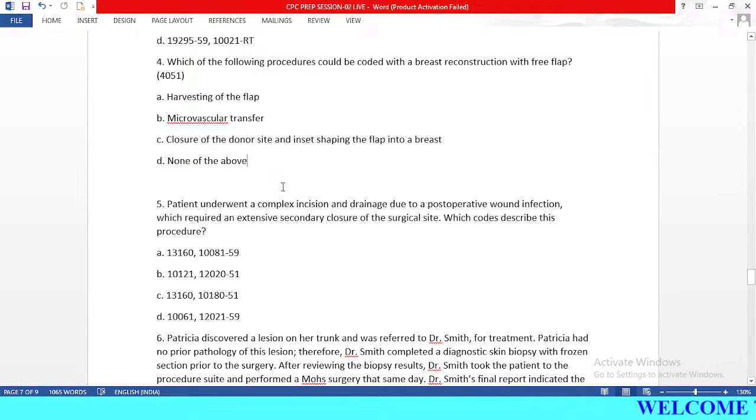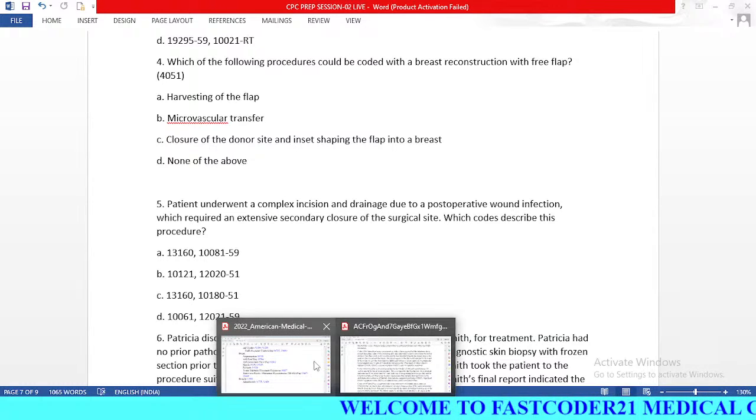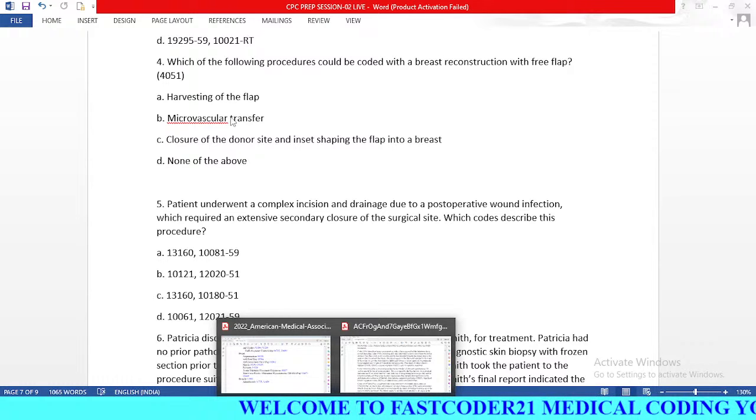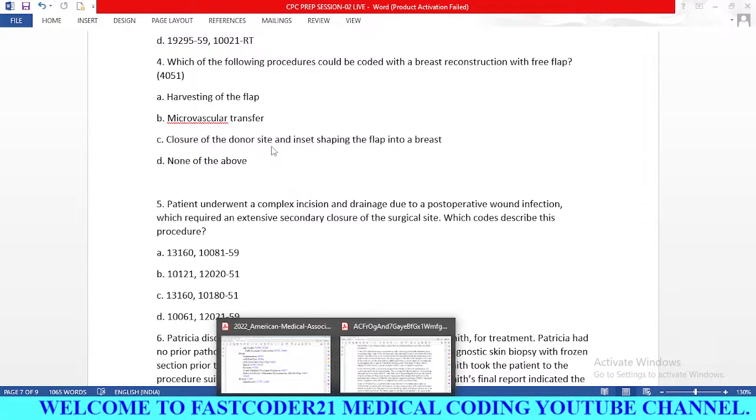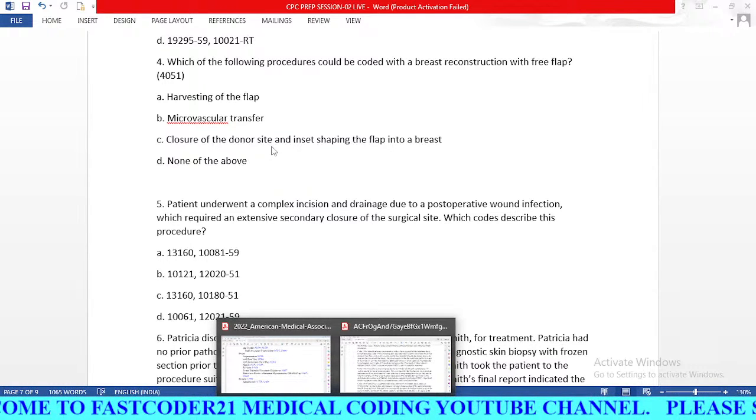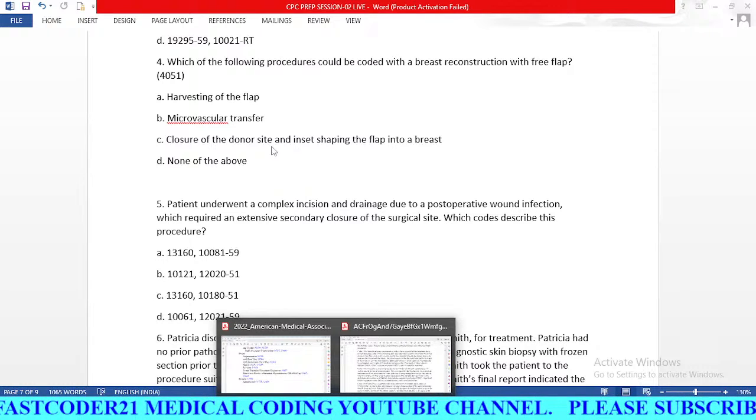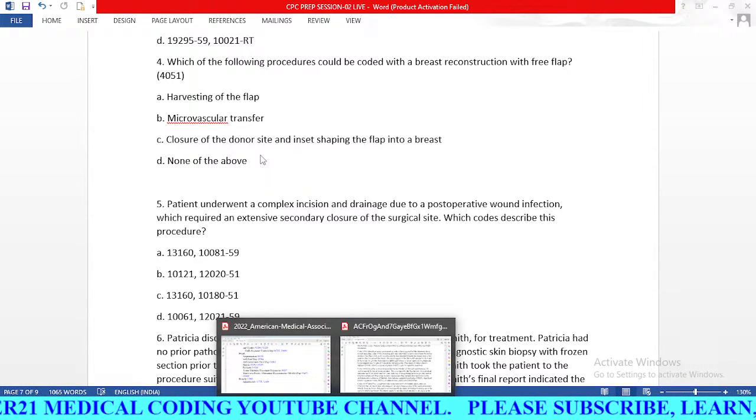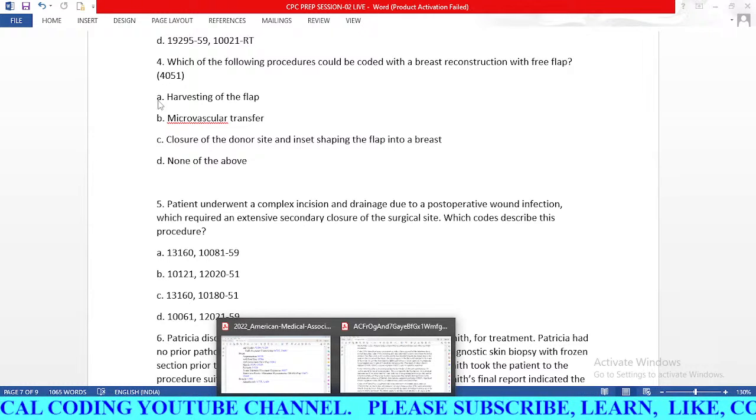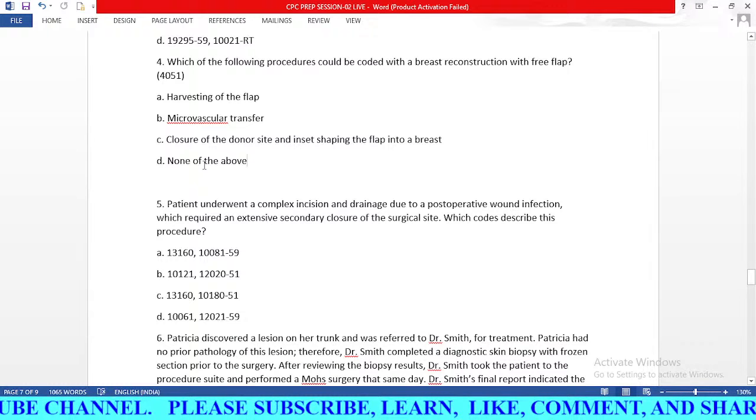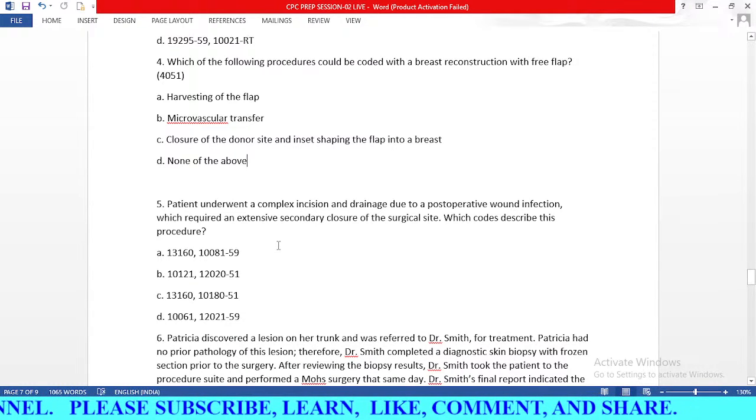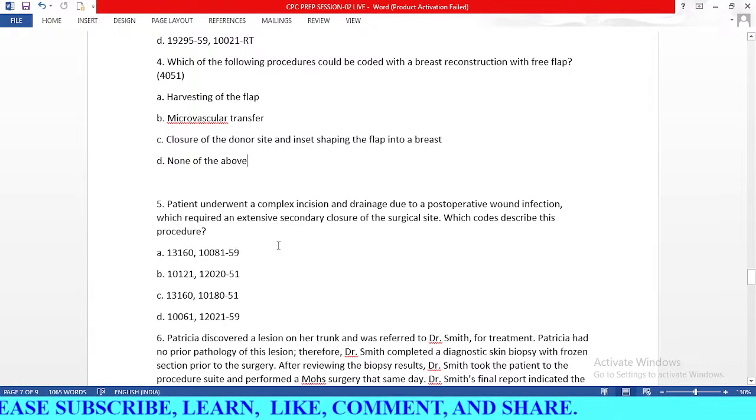Yes, Vinaya, 19364, but here we need to check what components are included in 19364. If you see here, harvesting is included, microvascular transfer is included, closure of the donor site is also included. Basically in CPT, for any type of procedure, closure of the donor site is included. It is based on the global period, so maximum is included. Because of that reason, we can't code A, B, C along with 19364. So our answer is D, none of the above. I hope everyone got this one and understands it.